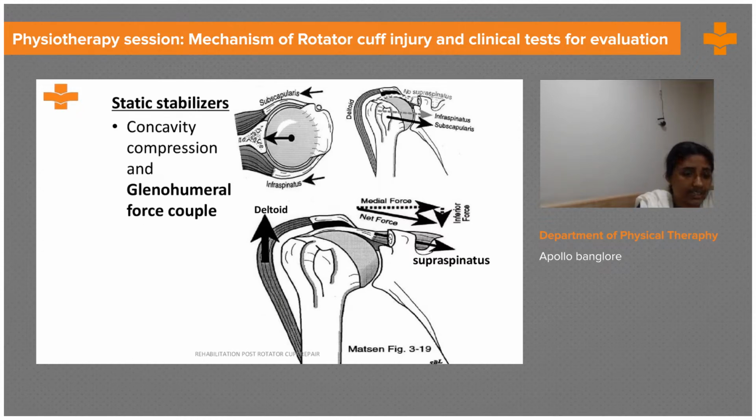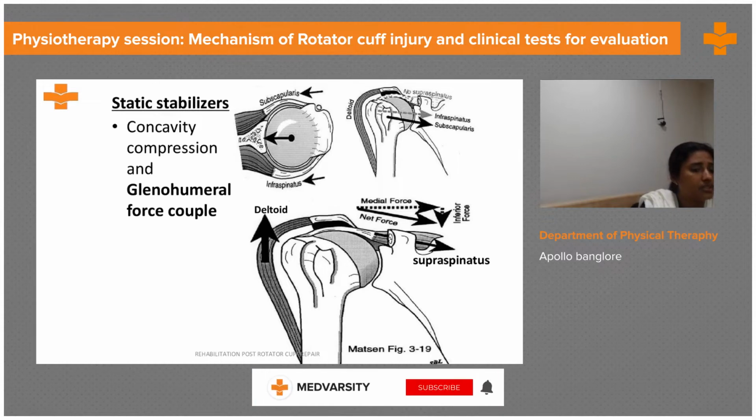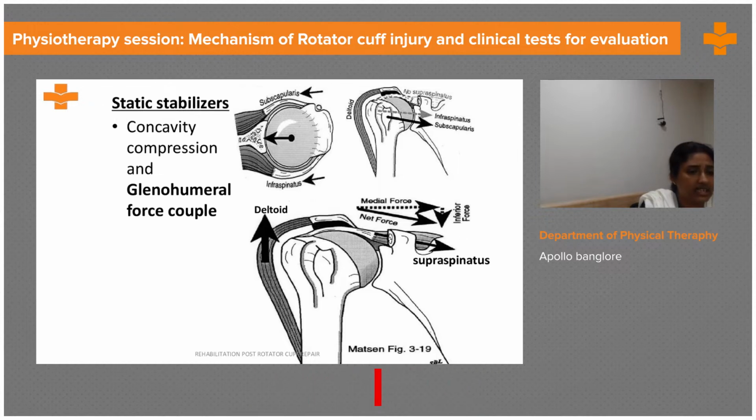So in this slide, we can see the rotator cuff muscles. What is the action of the rotator cuff? Actually, it gives a medial couple force so that the humeral head is pulled towards the socket and the dynamic muscles like the deltoid can act more efficiently. The terminology is called the concavity compression effect.